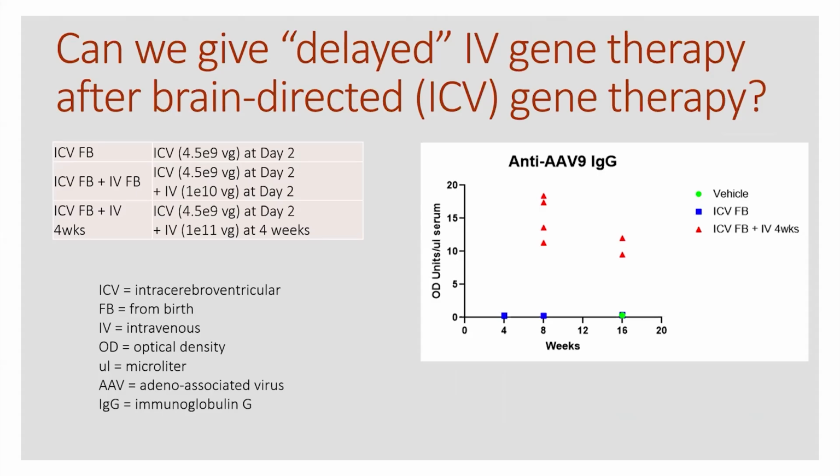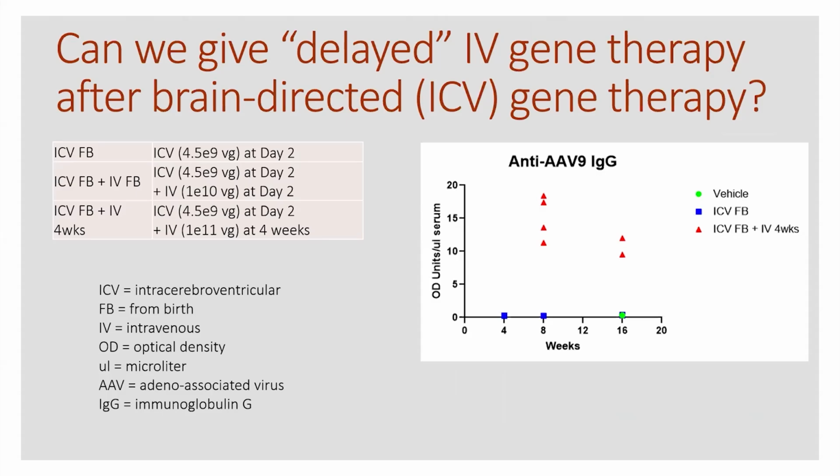So here in this graph, we brought the anti-AAV9 capsid antibody titer assay into our lab, and we studied mice that were treated with vehicle, mice that were treated at birth, at FB, meaning from birth, but it's really at birth, with the AAV9 S1, S3, and then mice that were treated with that plus intravenous AAV9 S1, S3 at 4 weeks.